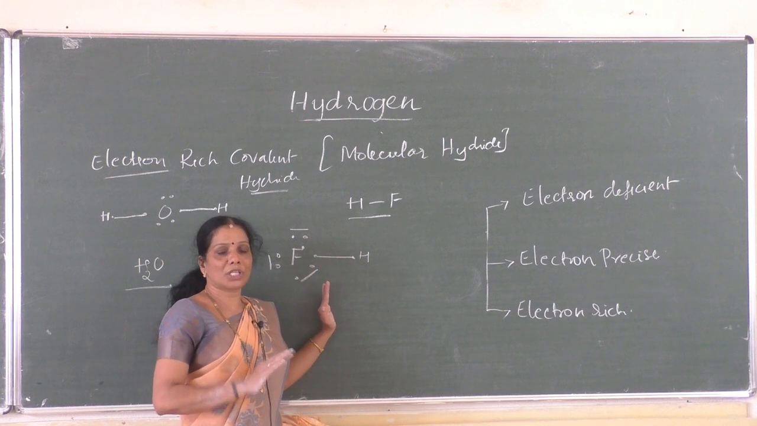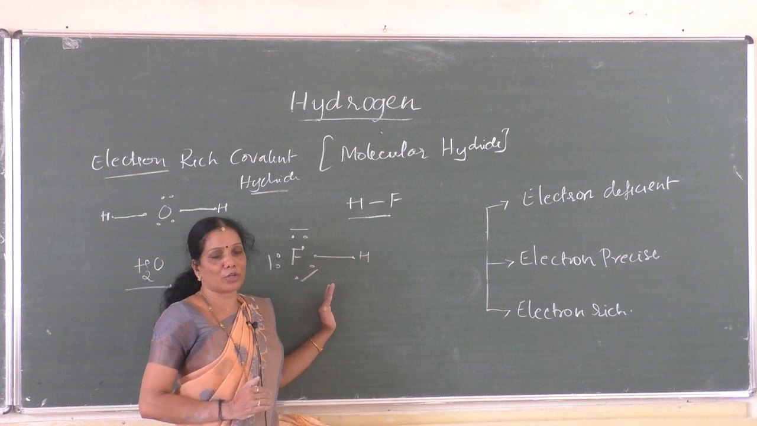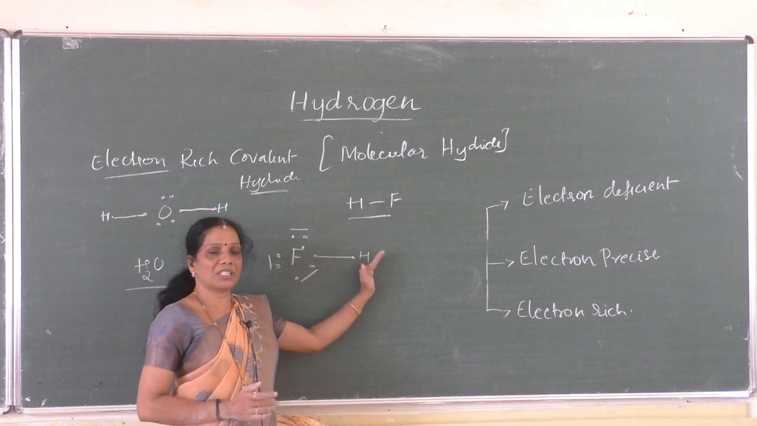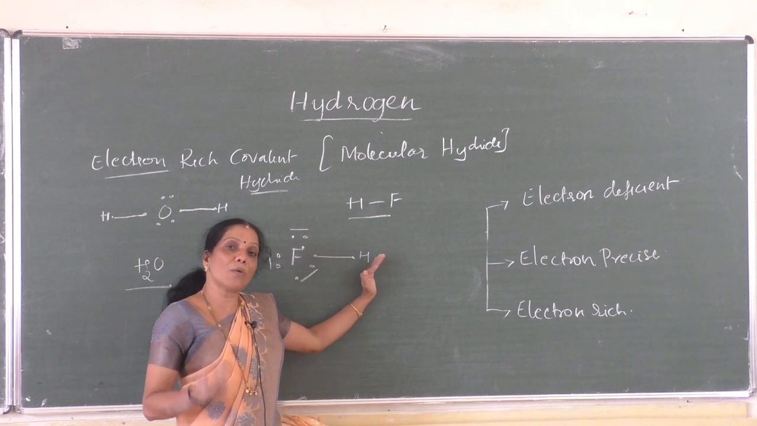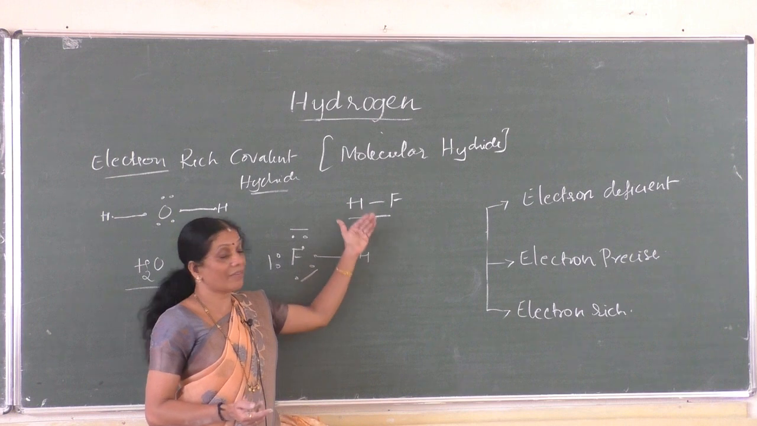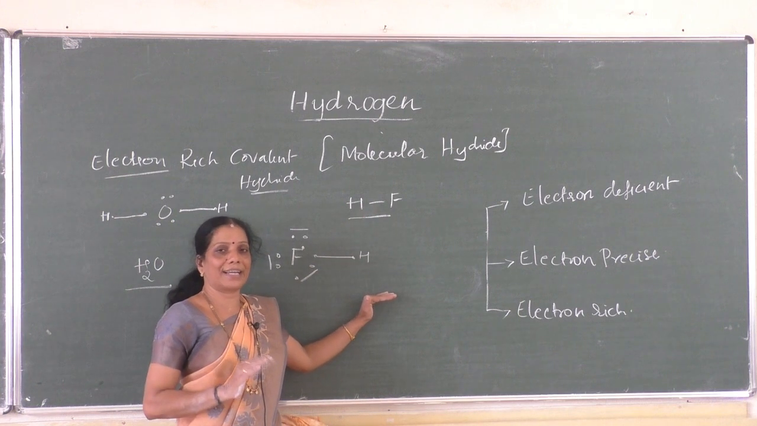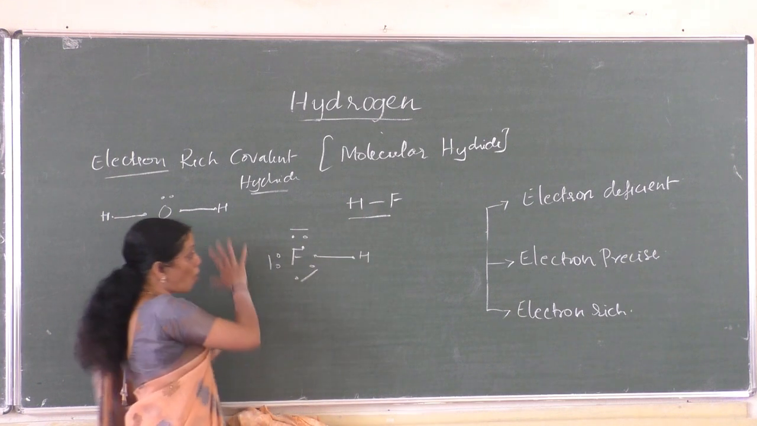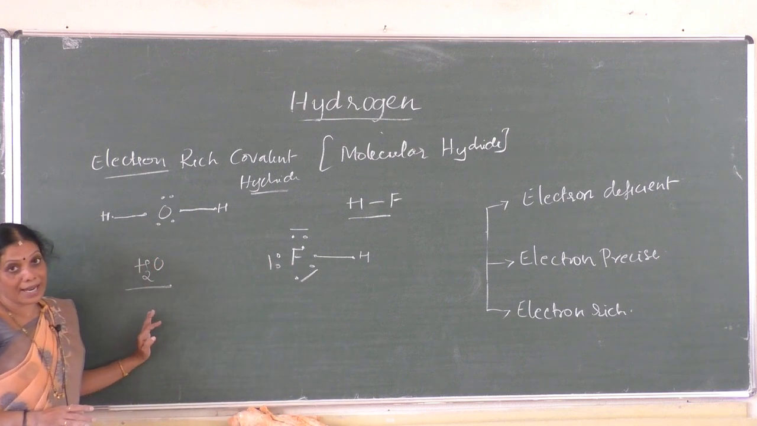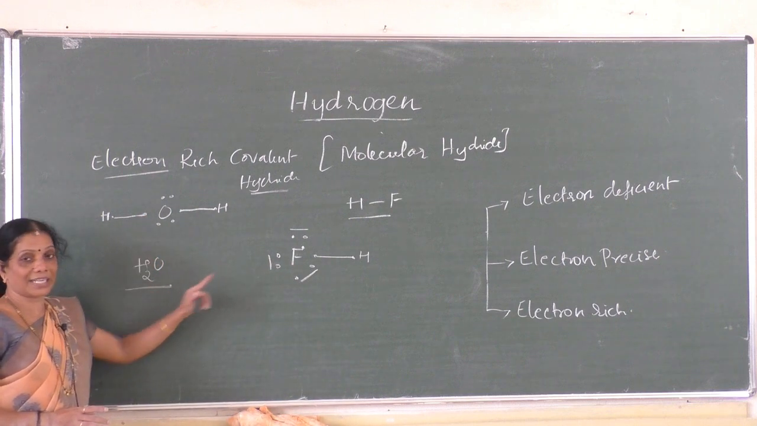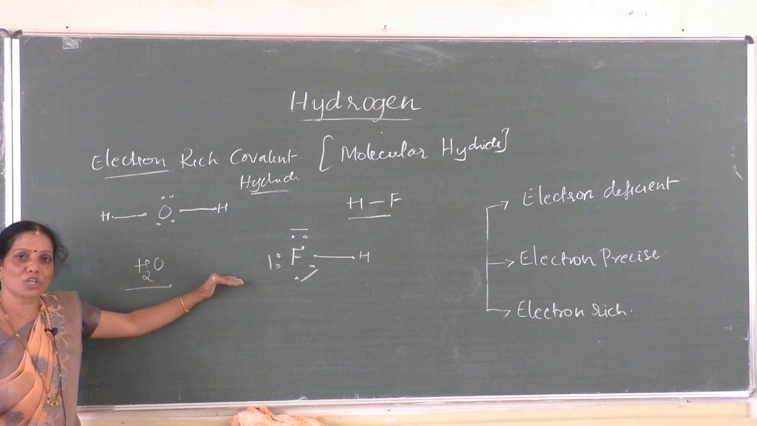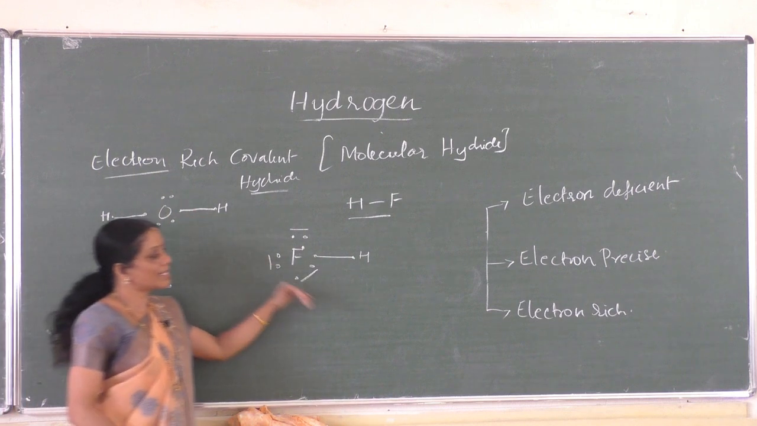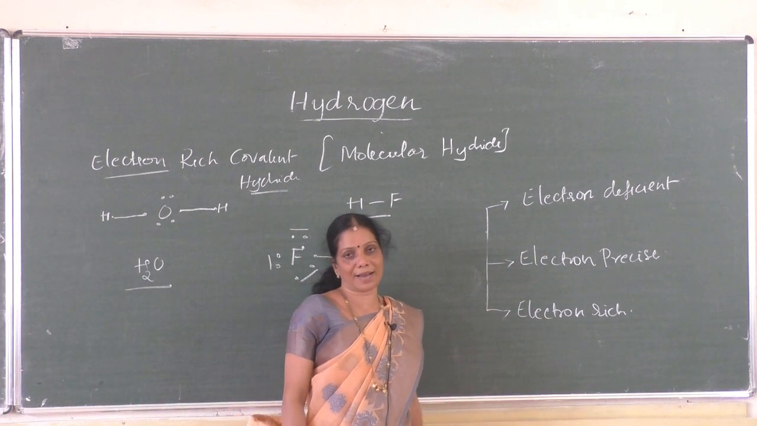Group 15, nitrogen, ammonia we have studied. Hydride of nitrogen is nothing but ammonia. Group 16, hydride of oxygen is nothing but water, we have studied. Group 17, hydride of fluorine we have selected, that is nothing but hydrogen fluoride. All these hydrides are in the electron rich state since they contain free electrons or lone pairs of electrons. They are called electron rich covalent hydrides.